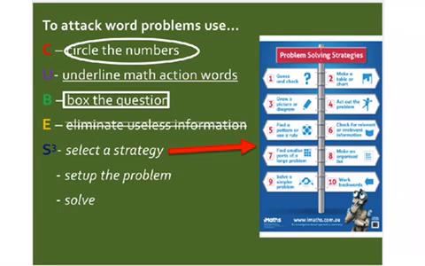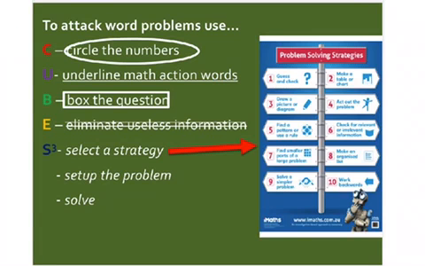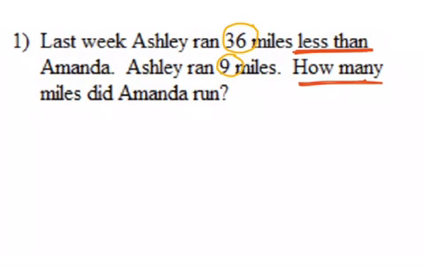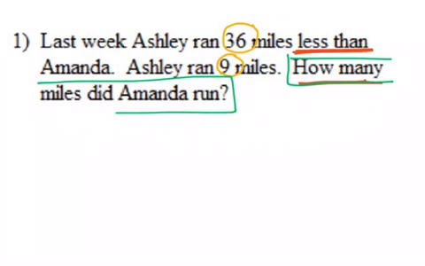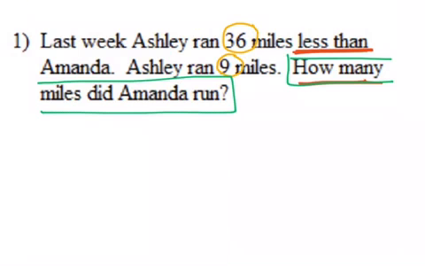The U stands for underline math action words. Well, the math action words here would be less than to me. Less than, less than. And then in the question, how many, those would be considered math action words as well. Those would be words that indicate add, subtract, multiply, or divide. B stands for box the question. So the question is, how many miles did Amanda run?